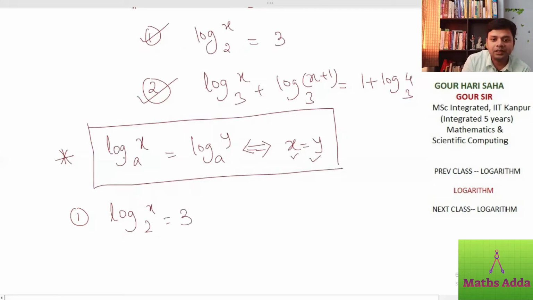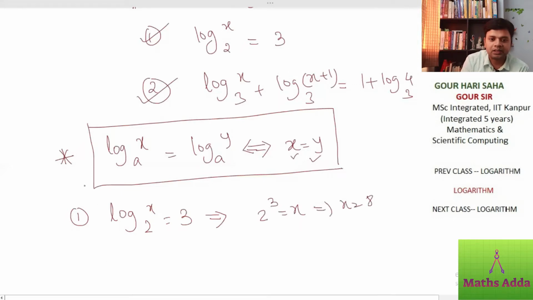Let us take the first example, that is log of x base 2 is equal to 3. This is the logarithmic way of passing information. What is that? If you put 2 to the power 3, it becomes x, right? So you know what x will be: 2 to the power 3, that is the answer. So you can convert to exponential form using this logarithmic form. 2 to the power 3 is equal to x, which says x is equal to 8.